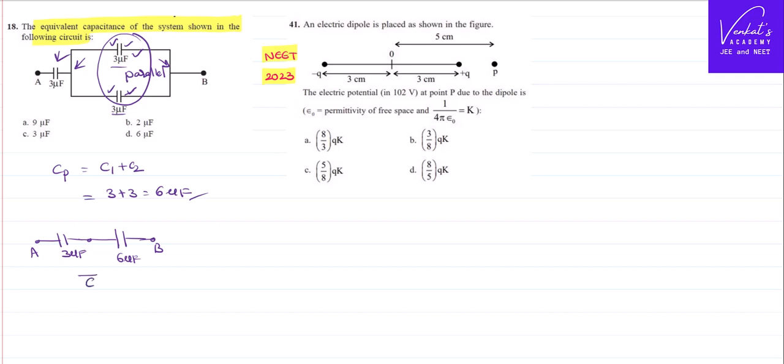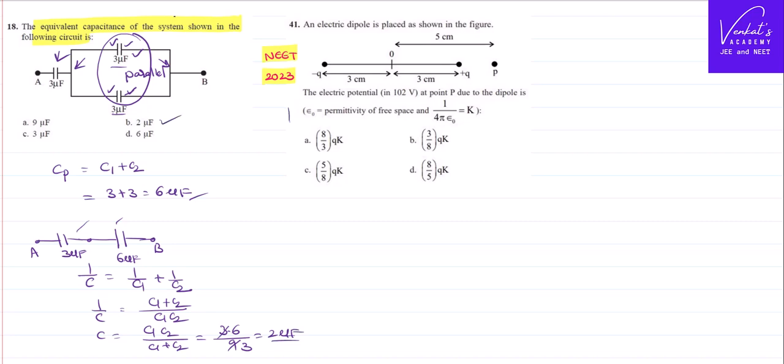You know, capacitors in series means 1 by C series equal to 1 by C1 plus 1 by C2, that is exactly in reverse to resistors. So capacity C equals C1 C2 by C1 plus C2. C1 is 3, C2 is 6. So 3 into 6 by 3 plus 6 is 9. This is 3, 6 by 3 is 2. So the answer is 2 microfarad. That's the answer for that first problem, a very small question.